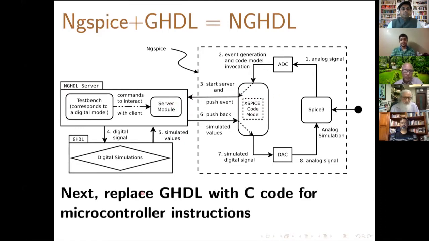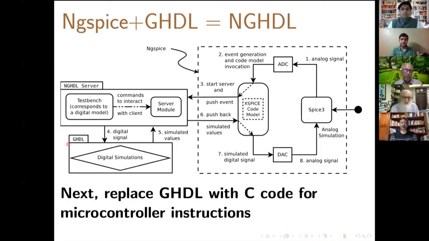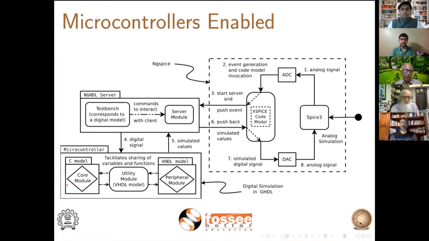After that, our team replaced Ghdl here with C code for microcontroller instructions. For example, previously we had Ghdl here. In the place of Ghdl, we have a microcontroller. So what it does is you can take a microcontroller and say that for every instruction, replace it with a C code. Then everything else is the same. So analog simulation is done in SPICE, and the digital simulation is done through ADC, DAC, and eventually microcontroller simulation also.